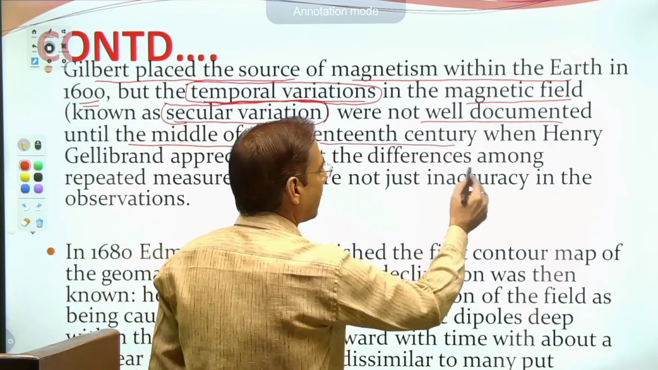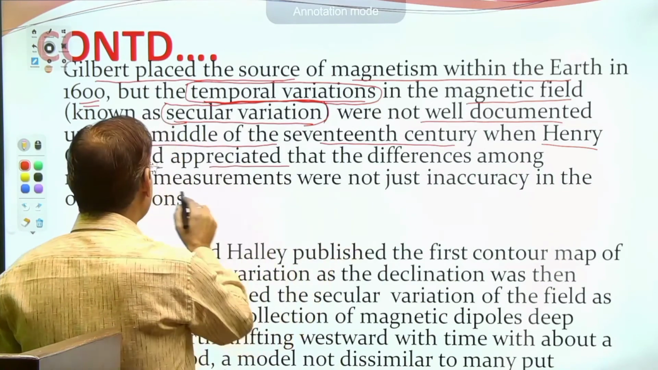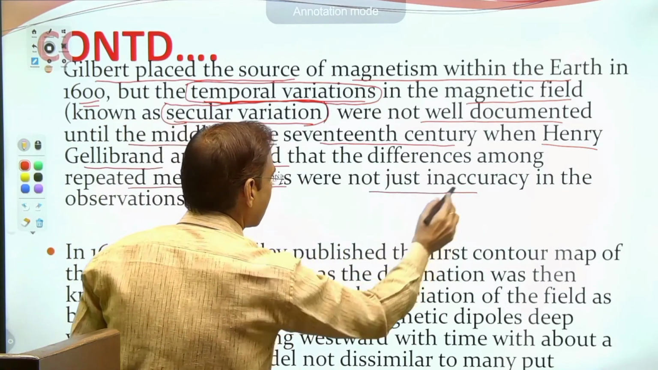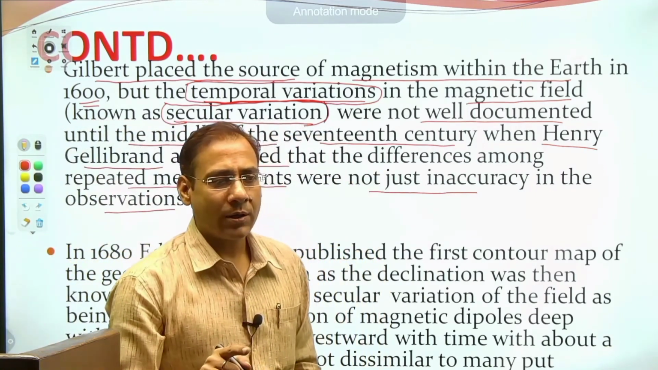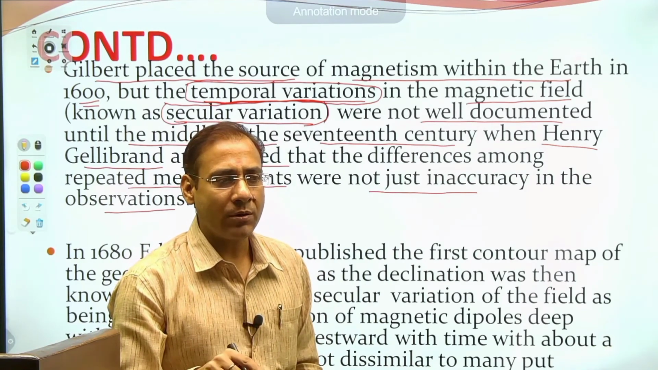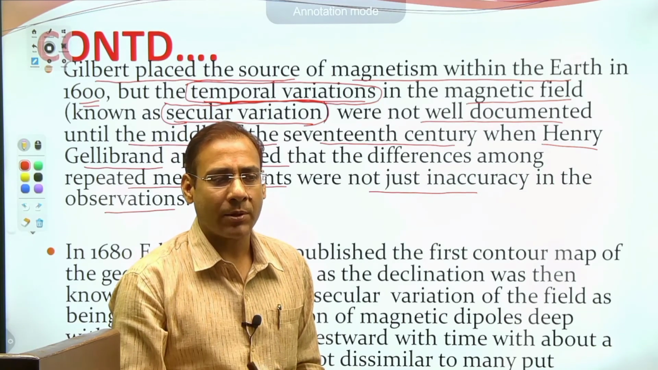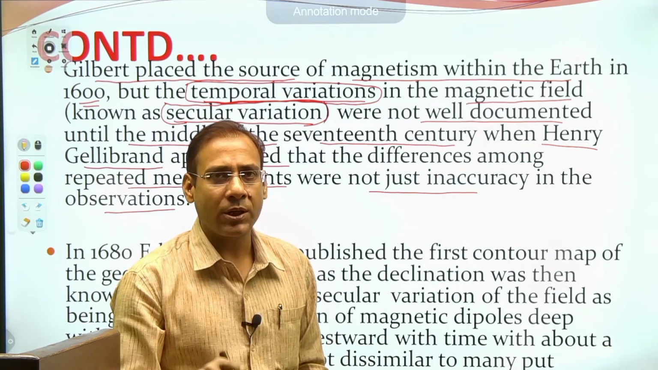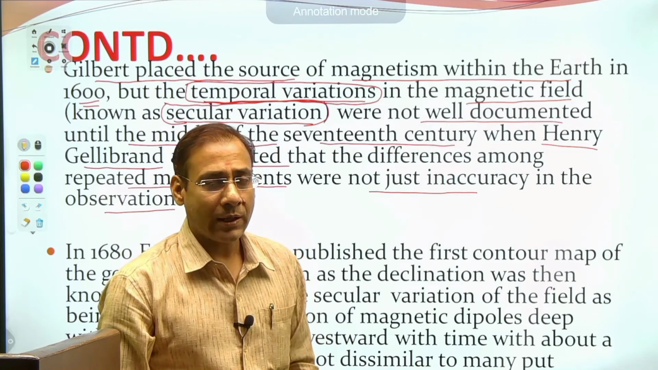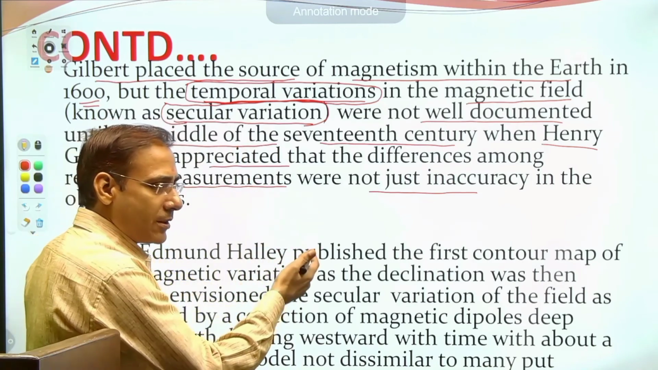In the 17th century, Henry Gellibrand appreciated that the differences among the repeated measurements were not just inaccuracy in the observation. He was the first who started measuring the magnetic behavior of the earth, and what he observed was that the magnetic field shifts with time, meaning polarity changes with time. Henry was the first who wrote about the idea of the shifting of the magnetic pole, in the middle of the 17th century.